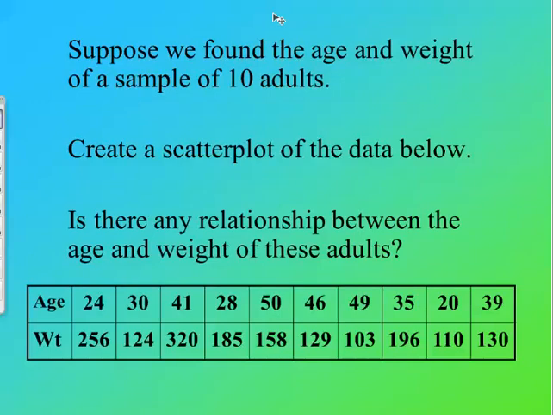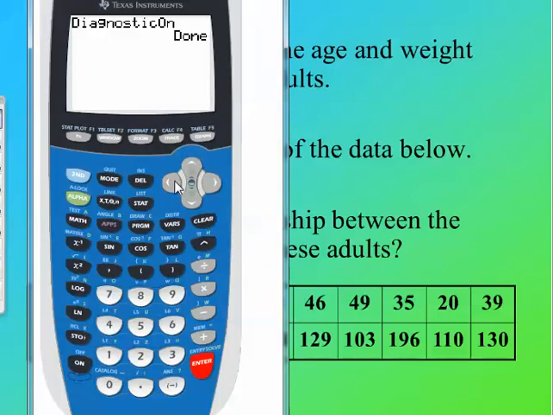Okay? So suppose we found the age and weight of a sample of 10 adults, and here's their ages and here's their weight. Well, you know what? We're going to make a plot of this. One of the things I'm going to tell you to do is to turn your diagnostics on.